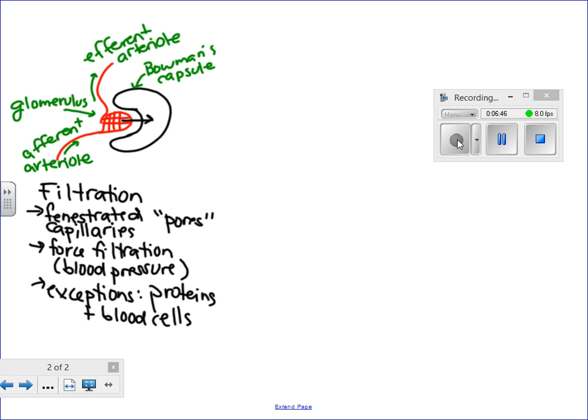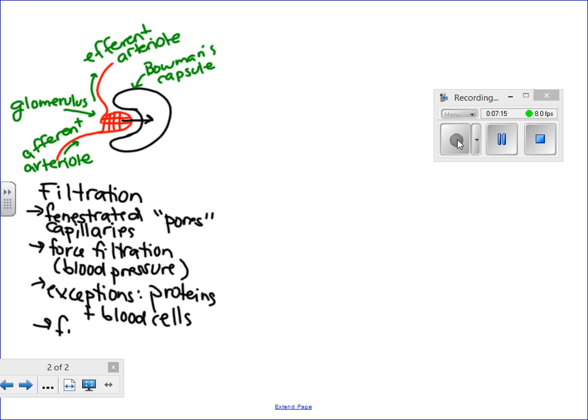If a protein or a blood cell was found in the filtrate, that would indicate a problem. And one of the things we'll do later this week is a urinalysis, where I provide you with data about what we find in people's urine, and we'll associate that with conditions that they might have that are causing abnormal substances. So, proteins and red blood cells are not going to be filtered.